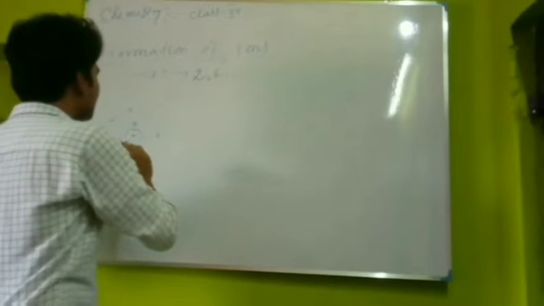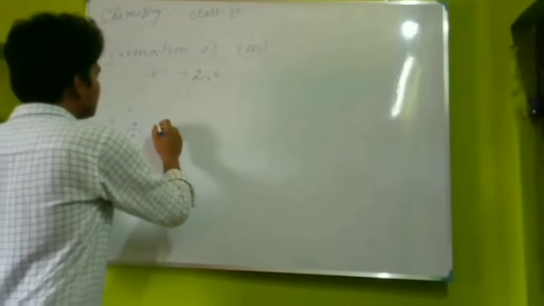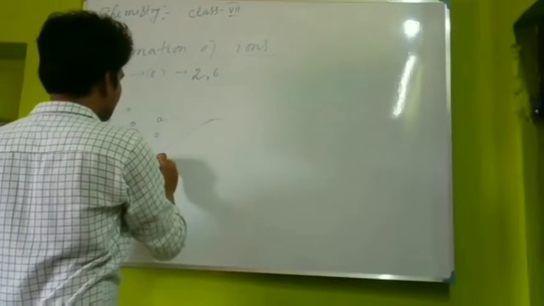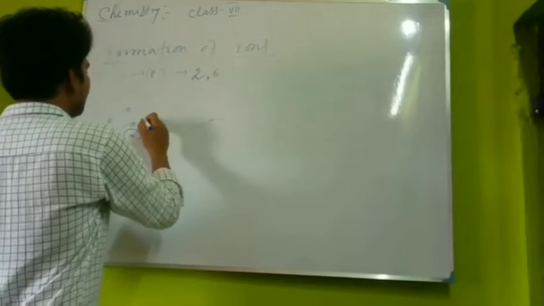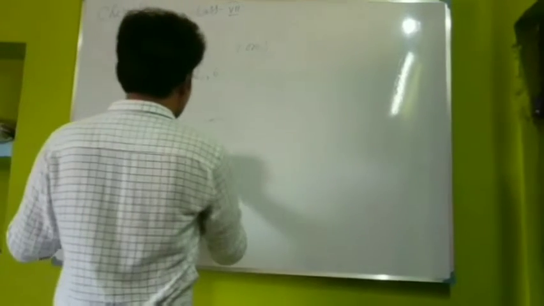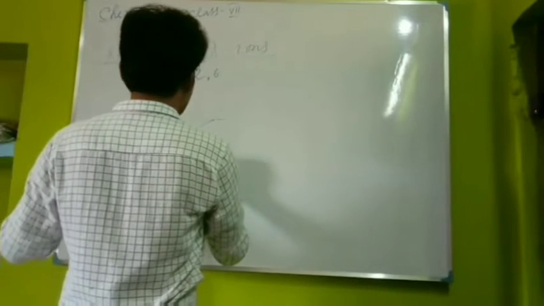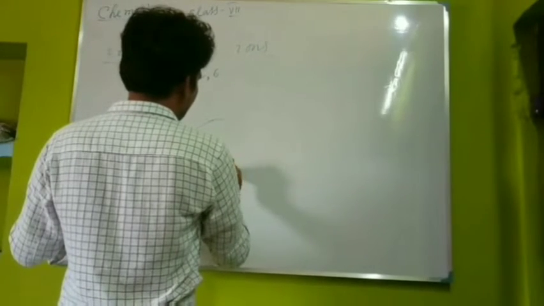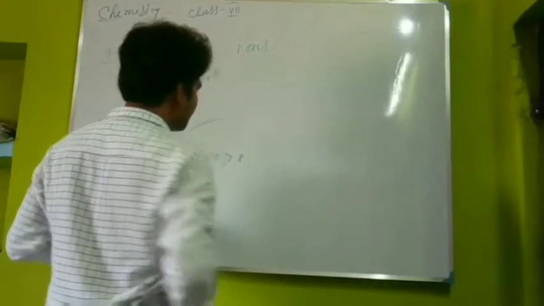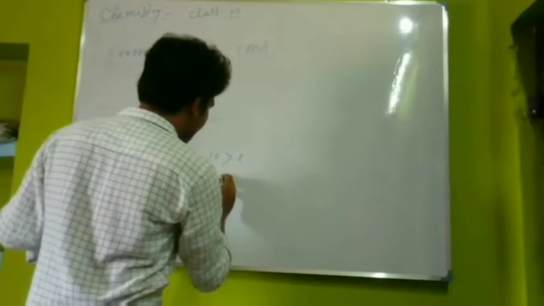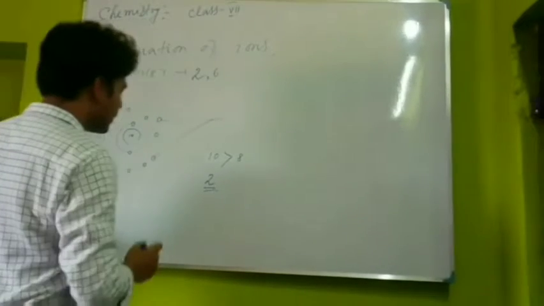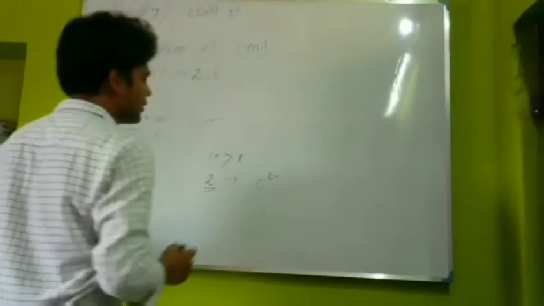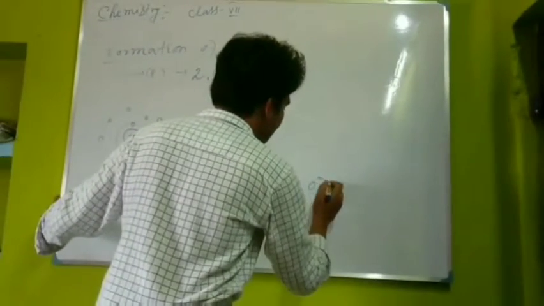Now to fulfill the outer shell, it always tries to gain 2 electrons. So when it takes 2 electrons, the number of electrons present will be 10, and the number of protons present in the nucleus is 8. So the number of excess negative charge is 2. Then we can represent oxygen by O 2 minus or oxygen double minus.